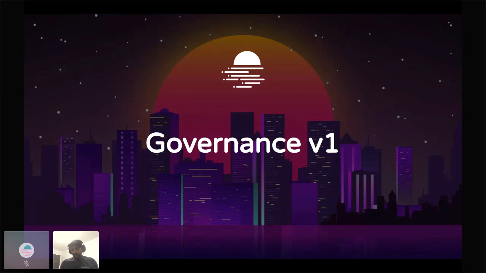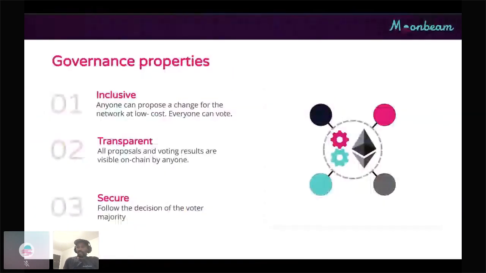Before we go to OpenGov, I will start with governance V1, the current governance process that is in place. It is a bit complex today, but I will try to decipher it for you. The governance system that we are using today comes from what is done on Polkadot and Kusama. The main property of this governance system is to be inclusive, meaning that anyone can propose a change, and everyone is supposed to vote on those changes. So there is no barrier: everyone can propose, everyone can vote.